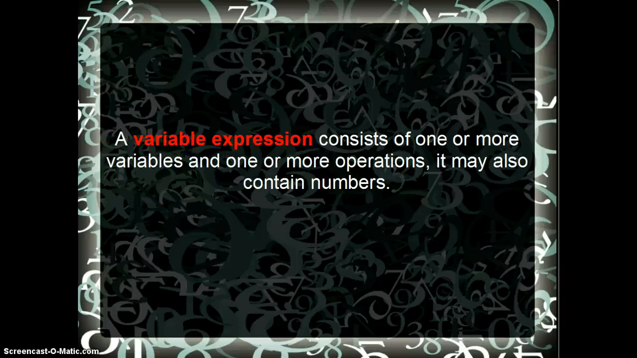A variable expression consists of one or more variables and one or more operations. It may also contain numbers. So if you have 3 plus 4, that is a numerical expression, but if you add times x, that instantly becomes a variable expression. If there is a variable inside your expression, it is immediately a variable expression, even if you have numbers and you add a variable. You must own that. It is a variable expression.